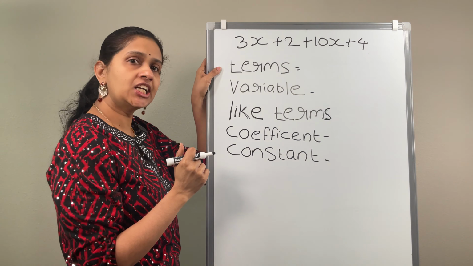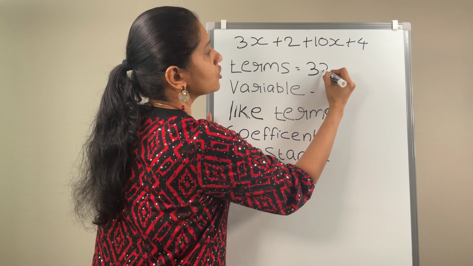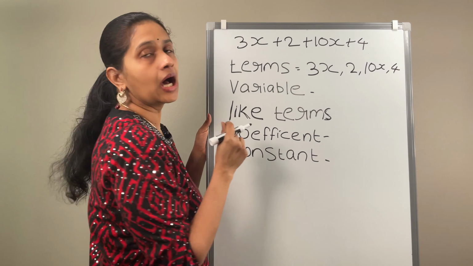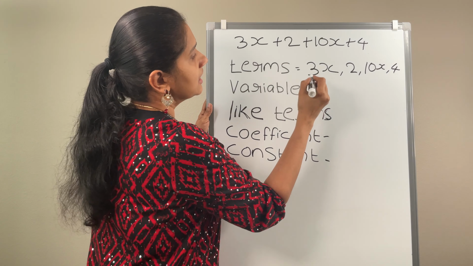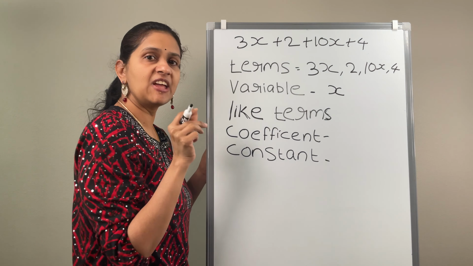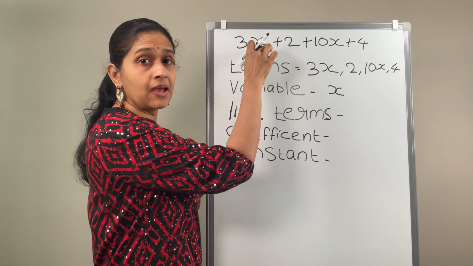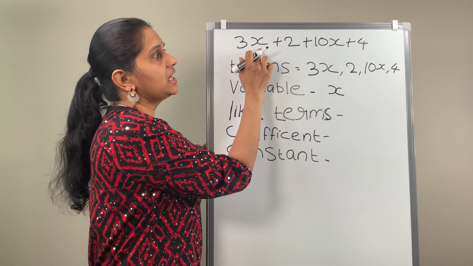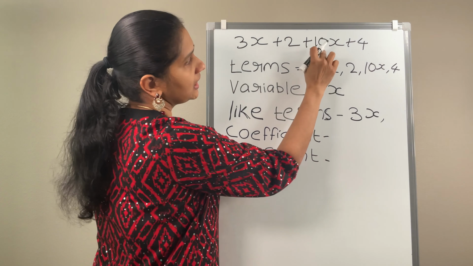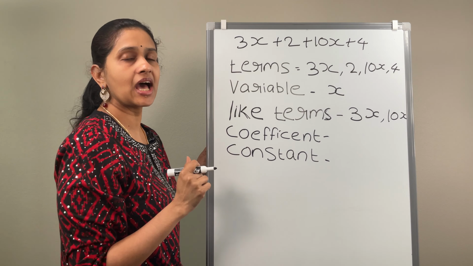Now, let us see what all the terms of this expression are. Terms are the parts which are separated by an addition or subtraction sign. So, 3x, 2, 10x, 4 are the terms. What about the variables? The variable here is x, in 3x and 10x. So, both have the variable x. Let us see the like terms. Like terms have the same variable with the same power. You can see 3x has variable x to the power of 1. Similarly, 10x has the variable x to the power 1. So, 3x and 10x are the like terms.